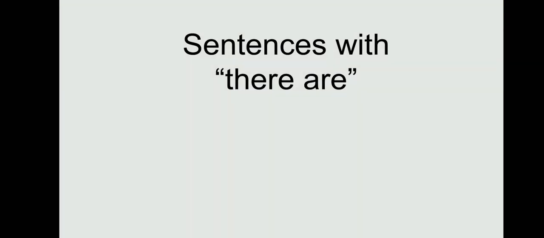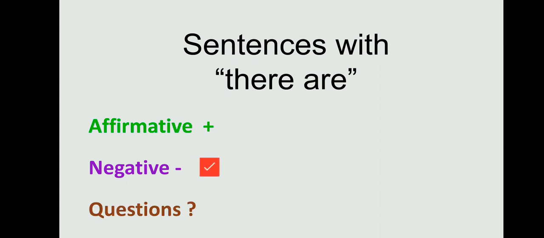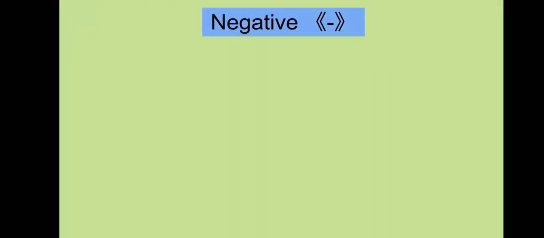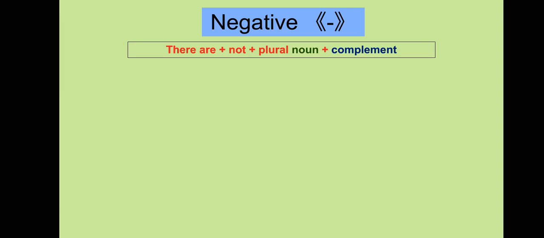Negative. Sentences with there are. We already studied affirmative. We are going to continue with negative. Negative, we use the minus symbol. And this is the formula. There are plus not plus plural noun plus the complement.